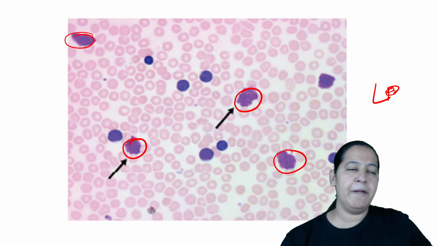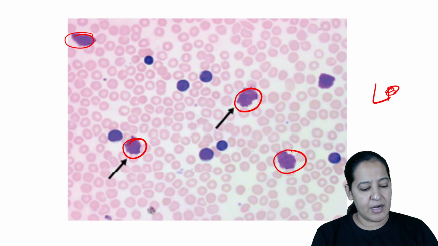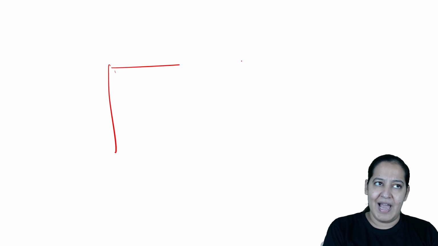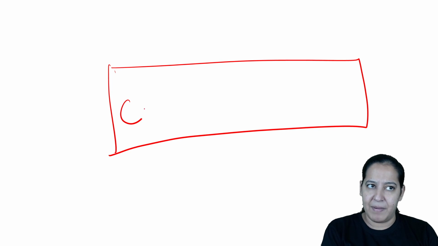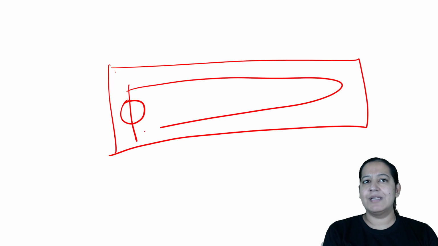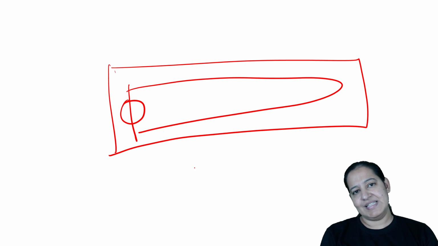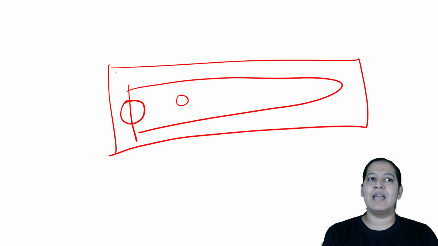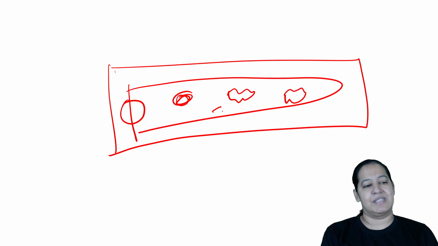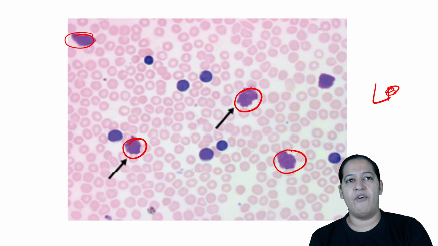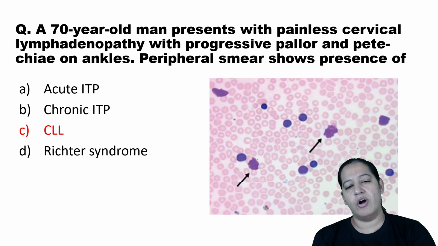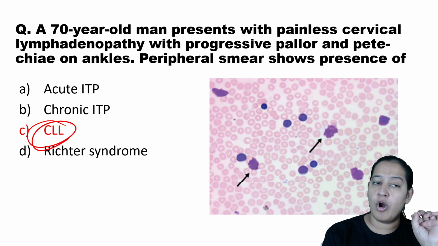When we make the smear, how do we make it? We take a slide, and on the slide we take a drop of blood. Then we spread it and form a smear. These are very fragile cells, so while forming the smear they just break out and form the basket cells and smudge cells. That is the reason why they are formed. These are very fragile cells. Have you got it? And this is a typical hallmark of CLL.